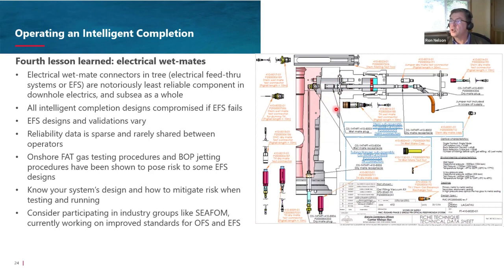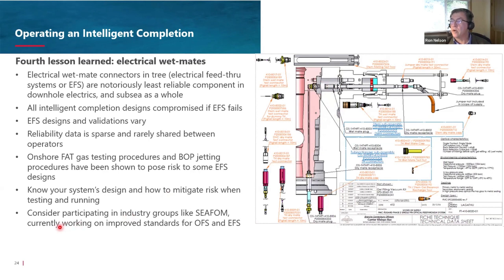We do know that the way we do our onshore gas testing, especially the way we bleed the pressure off, which can sometimes pose risk of explosive decompression, can pose risk to these. And also when we do our completion, one of the things we do before we run the upper completion is we pull a wear bushing, we expose this, then we jet on it to make sure everything's clean. That jetting action can be damaging to some of these connectors. So the bottom line here is you want to know your system's design, what poses risk to it, and how you can mitigate that risk.